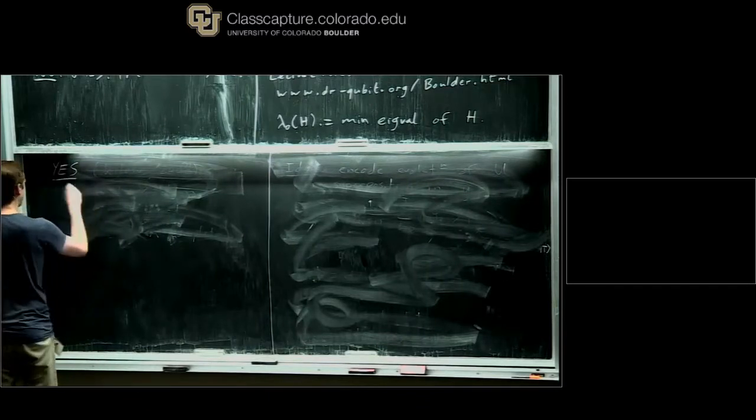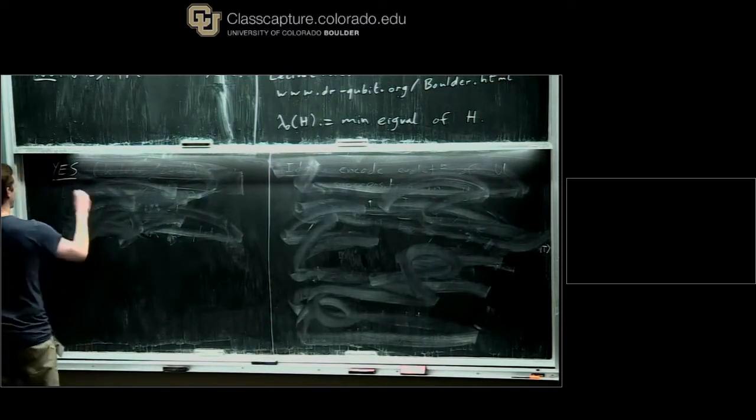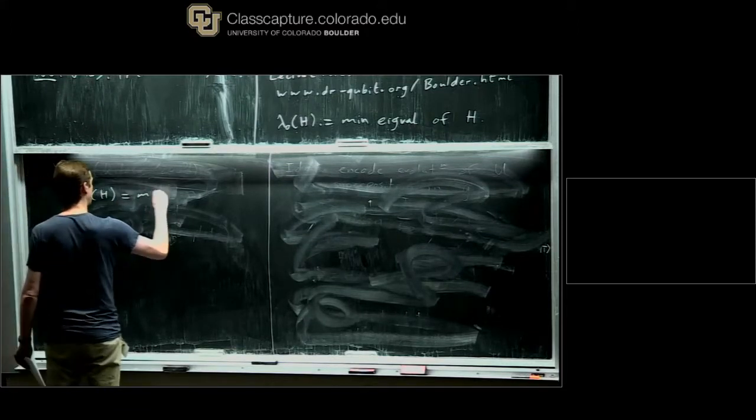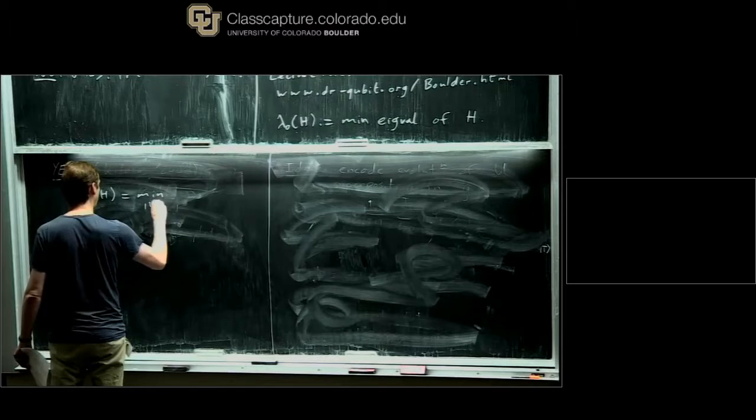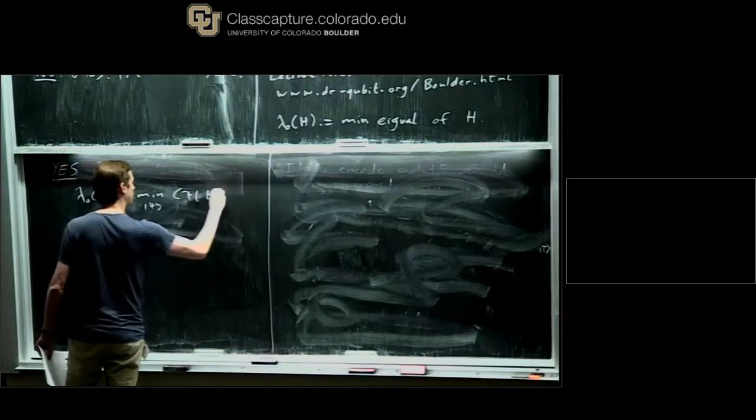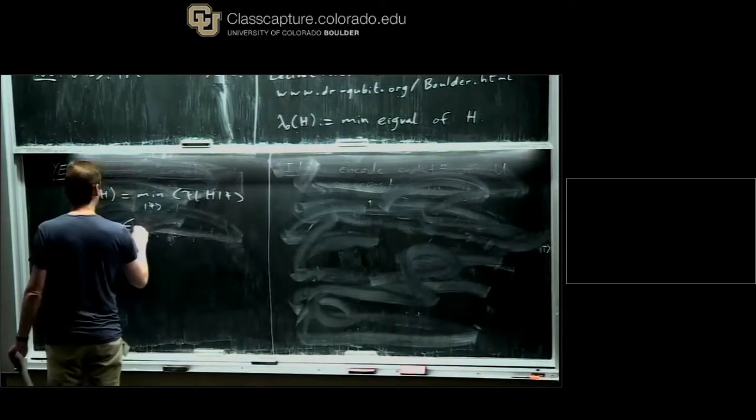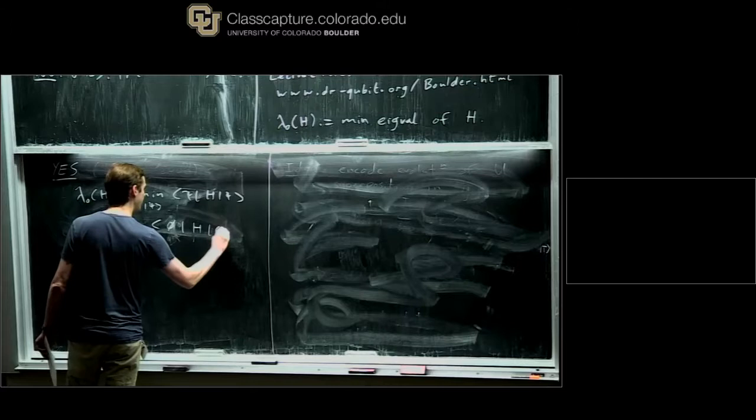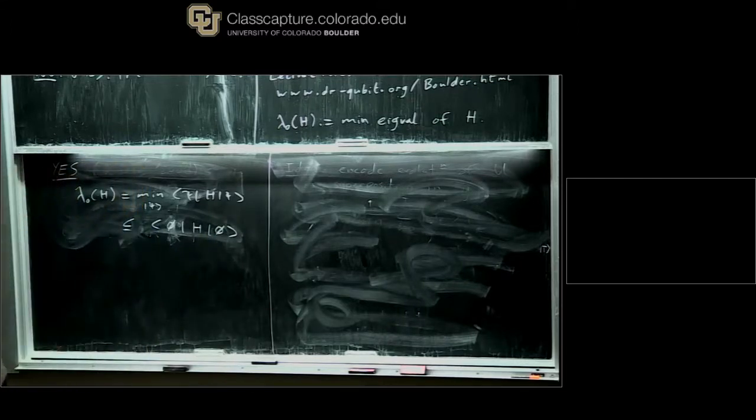Variational characterization of eigenvalues. Lambda 0 of H, of any matrix, is equal to the minimum over states of this. So that's certainly upper bounded by, if I take some fixed state here, as long as I have a good trial state, I'll get a decent upper bound on the minimum eigenvalue. But what's a good trial state here?